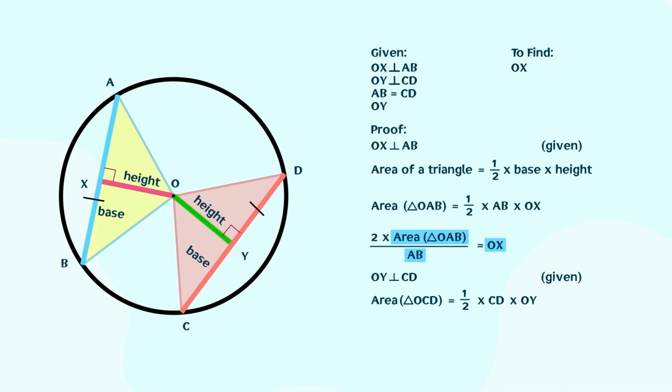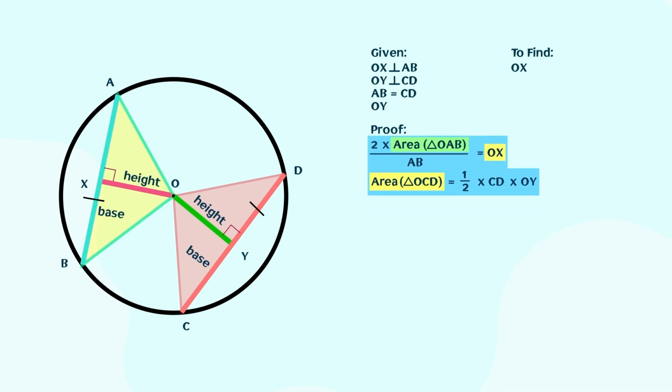So far, we have derived 2 expressions, one that represents the length of OX and another which represents the area of triangle OCD. What we really want to calculate, however, is the area of triangle OAB. Well, if you look carefully, triangles OAB and OCD have a lot of things in common. For instance, chord AB is given equal to chord CD.